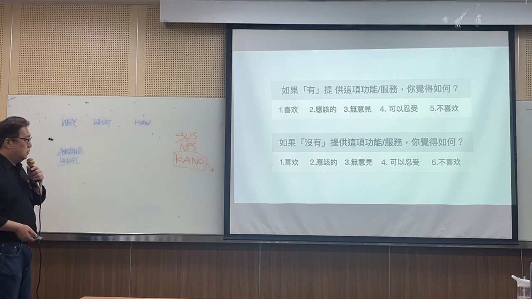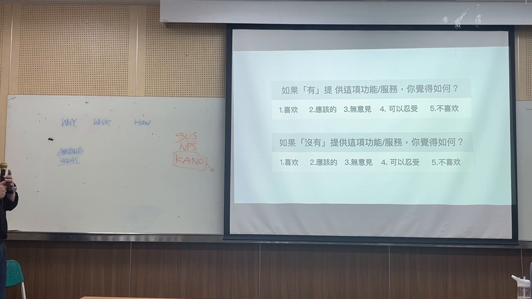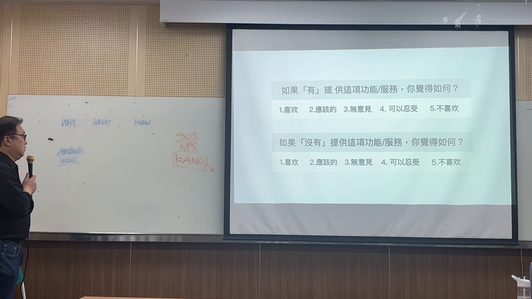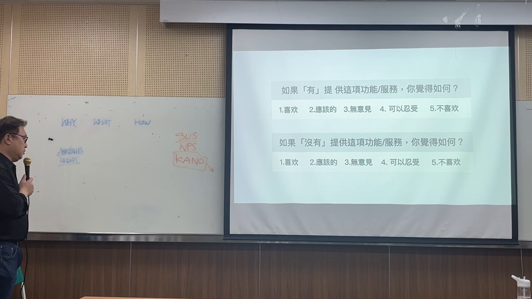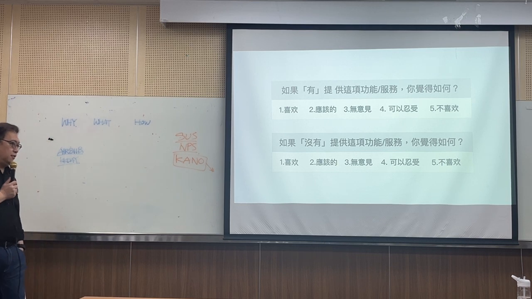For example, it only asks 2 questions. One is, if the system does provide this function and service, how do you like it, from like to dislike. And if it doesn't provide this function and service, how do you like it? If you have tried this before, you find it quite weird to ask about a single concept twice. But you have to mention to your user that this is how the task works.